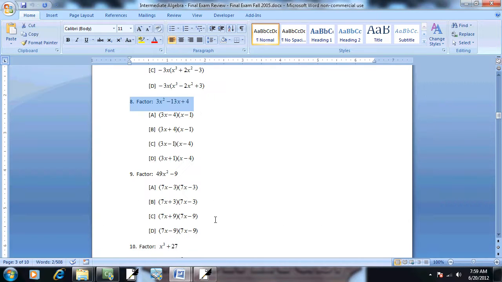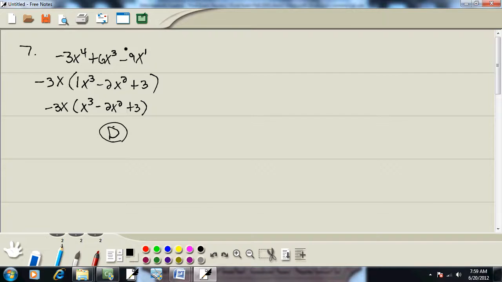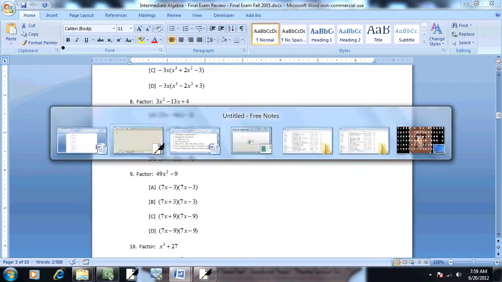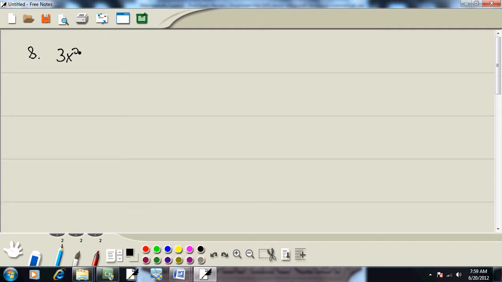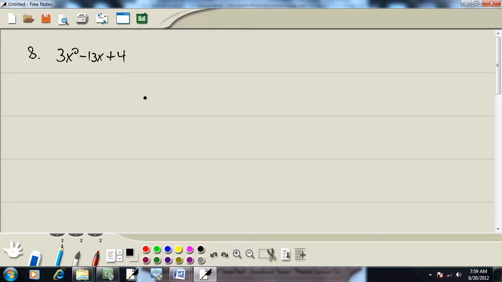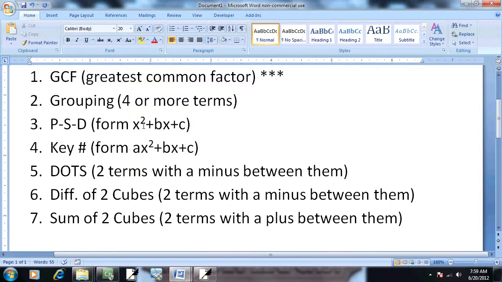So let's take a look at this problem. I got 3x squared minus 13x plus 4. Now there is no GCF, so I come down to grouping, 4 or more terms. No, this is 3 terms. PSD, no, there's a number before the x squared.